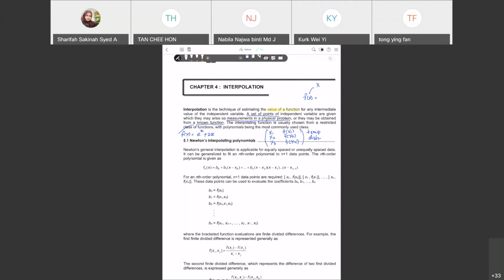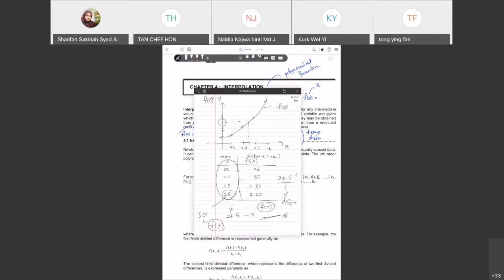So the interpolating function is usually chosen from a restricted class of functions, with polynomials being the most common use case. So what they are doing is trying to interpolate the points into a polynomial function. Okay, if you still remember when I drew the graph just now, this actually comes from the data points. We can use maybe quadratic.